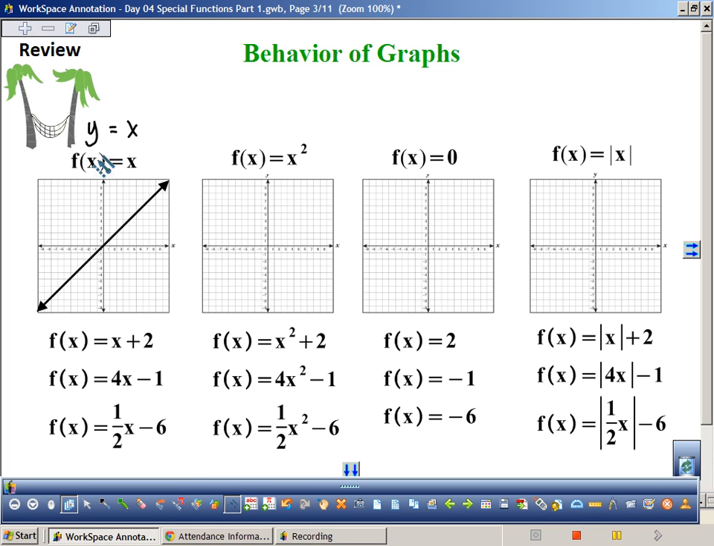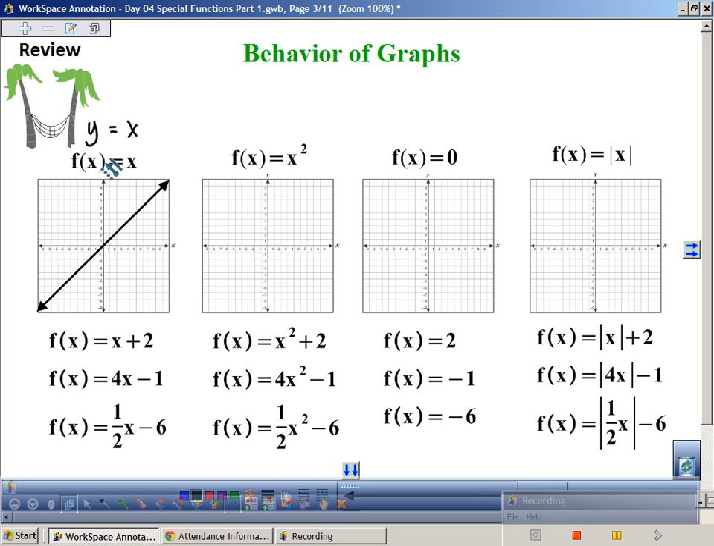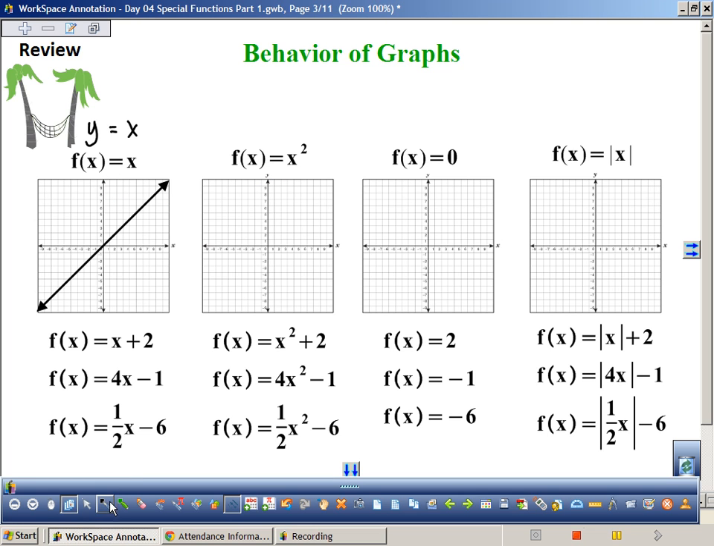What do we call this type of function again? Did I hear it? It's an identity function, right? Why is it an identity function? Because it's equal. Because if I put in 1, I get 1 out. If I put in 2, I get 2 out. What I put in is what I get out. Okay, identity.